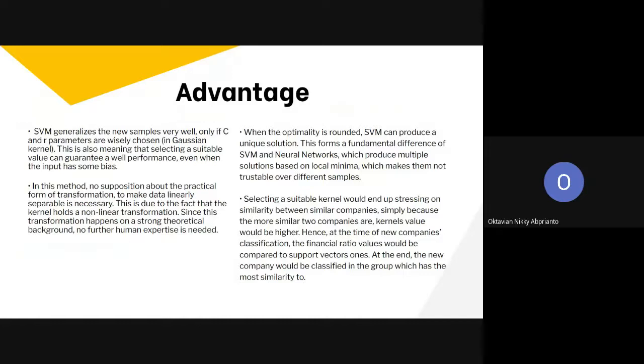And thus, selecting a suitable kernel would end up stressing the similarity between similar companies, simply because the more similar two companies are, the higher the kernel value would be. Hence, at the time of a new company's classification, the financial ratio value would be compared to the support vectors. In the end, the new company would be classified in the group which it has the most similarity to.